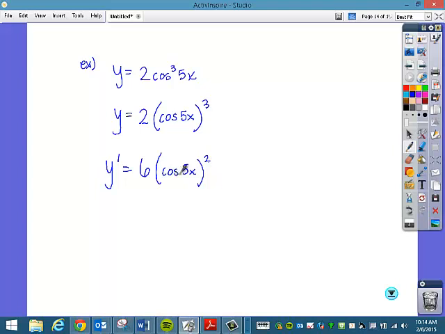So now I'm going to take the derivative of cosine of 5x. Remember, it's 5x, not just x, so I'm going to have to do this stuff with the u's. The derivative of cosine is negative sine. I keep the 5x the same. Then I have to multiply by the derivative of 5x, which is 5. So I'm going to take my 5 and my 6 to make negative 30. So the 5, the 6, and the negative. Cosine squared 5x, sine of 5x.